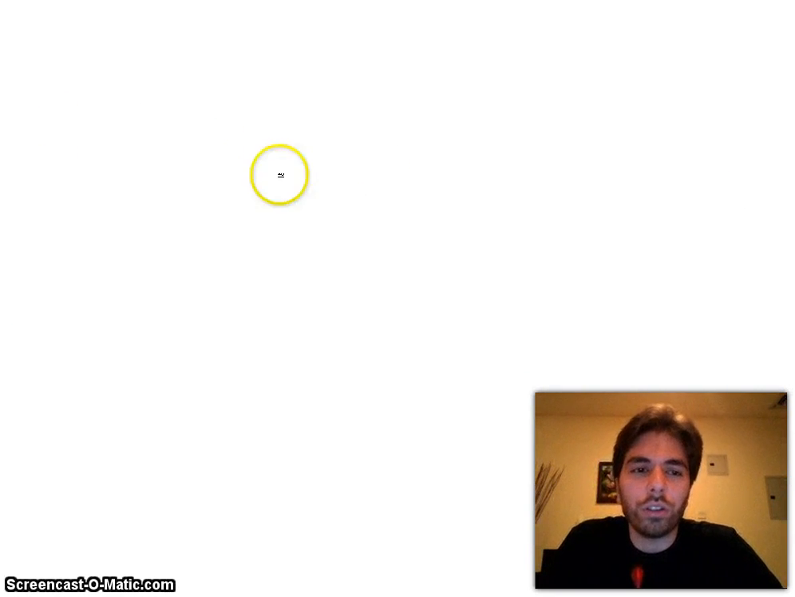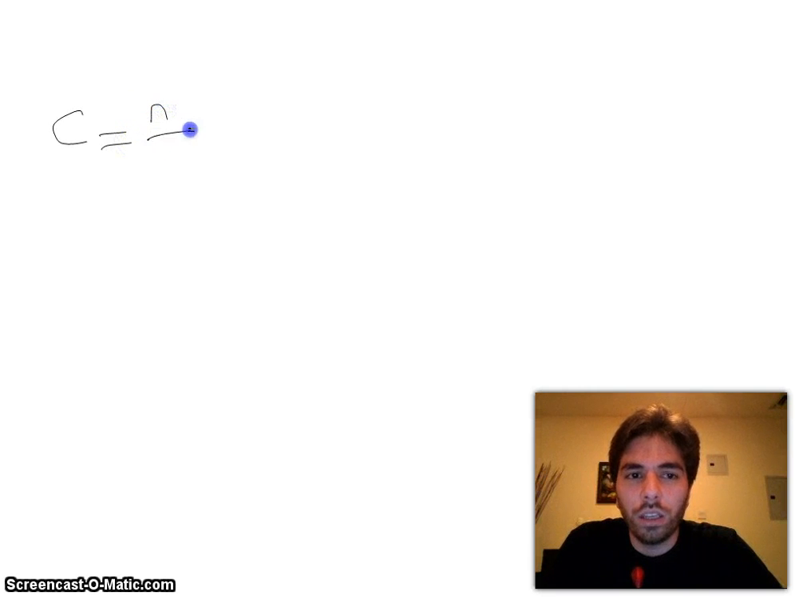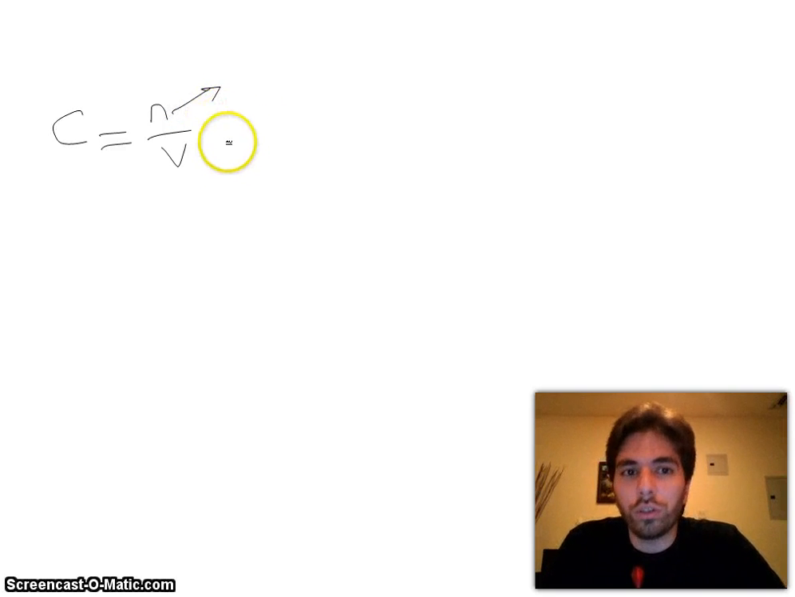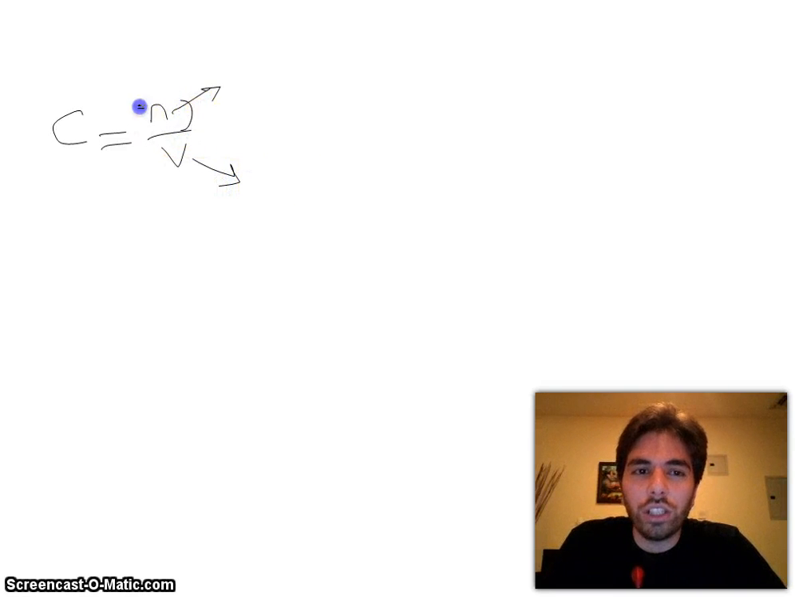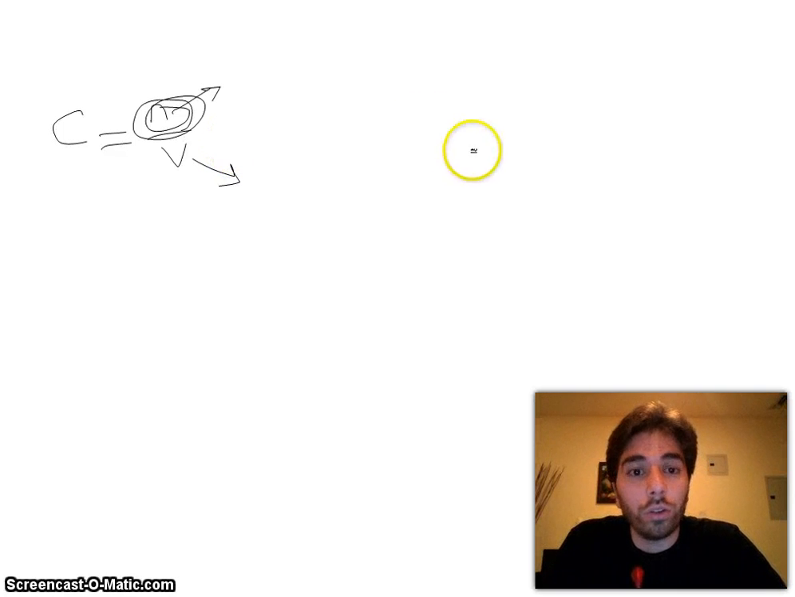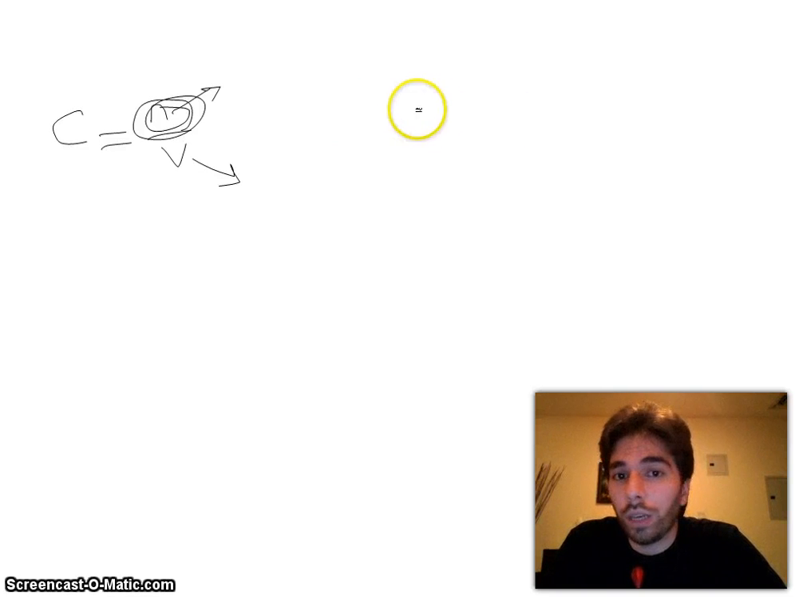Now when I say the word concentration, for anyone who does not know, concentration is calculated by this formula: C equals N over V, N being the number of particles, or number of moles, and V being the volume. So it's not just how many particles you have in a solution, or how much solute you have in a solution. Here we'll be talking about solution.